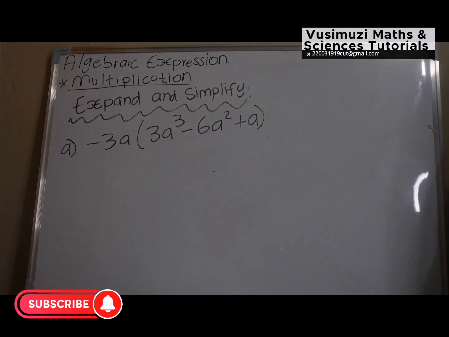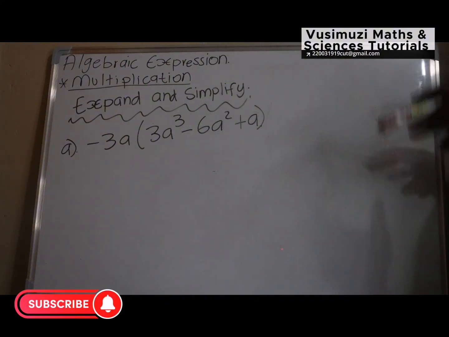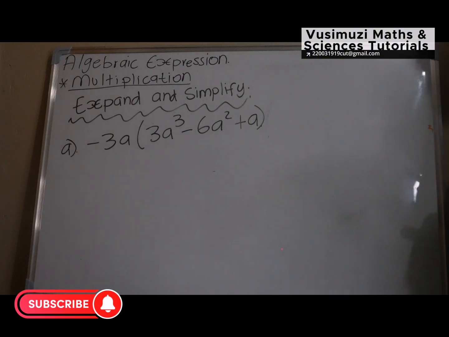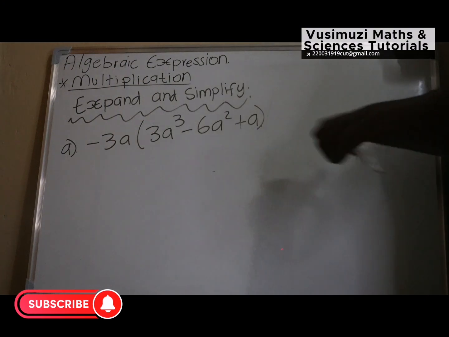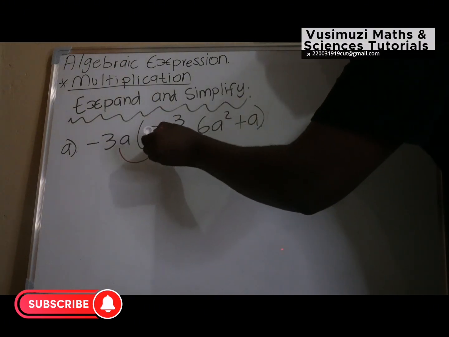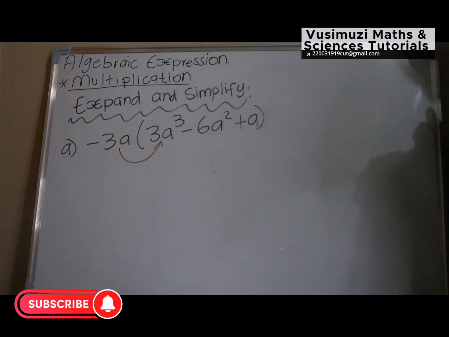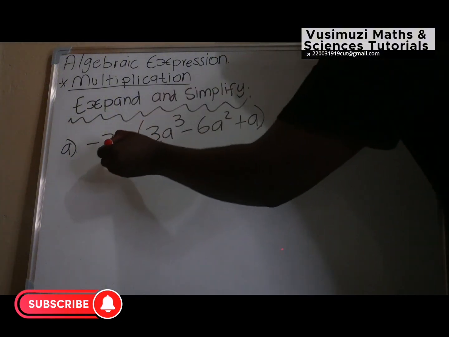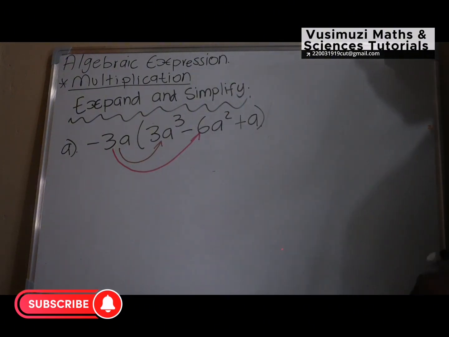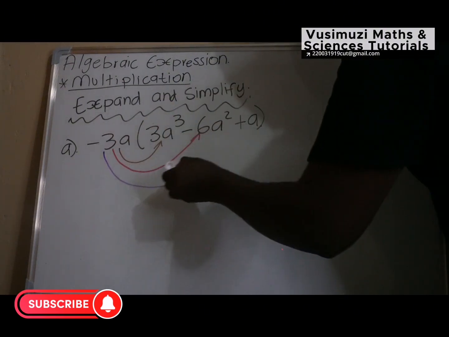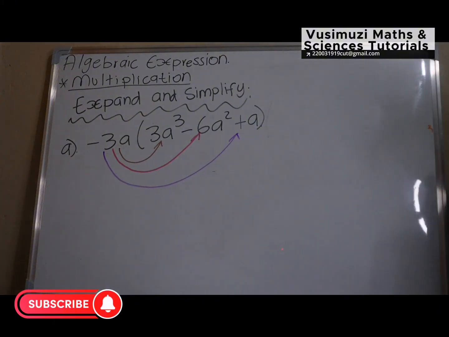The distributive law says whatever is outside the bracket must multiply out each and every term inside the bracket. That's the definition of the distributive law in mathematics, grade 10. Now, this negative 3a is going to multiply out each and every term inside the bracket. This negative 3a is going to multiply out 3a squared. This negative 3a is going to multiply out negative 6a squared. And lastly, this negative 3a is going to multiply out a. That's how it works, guys.